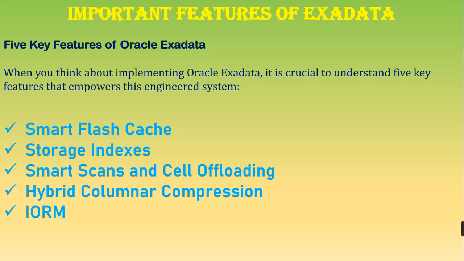Important features of Exadata. 5 key features of Oracle Exadata. When you think about implementing Oracle Exadata, it is crucial to understand 5 key features that empower this engineered system. Number 1, Smart Flash Cache. Number 2, storage indexes. Number 3, smart scans and offloading. Number 4, hybrid columnar compression. And number 5, IORM.